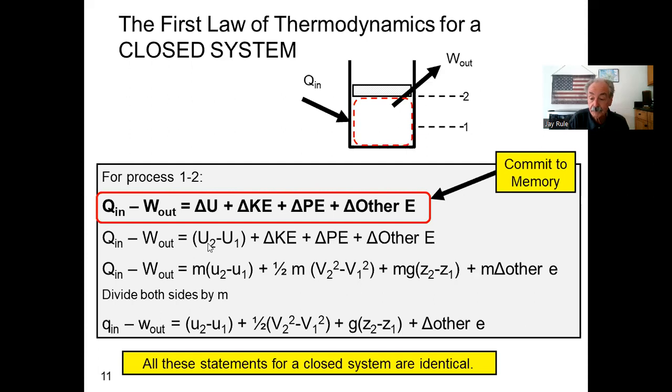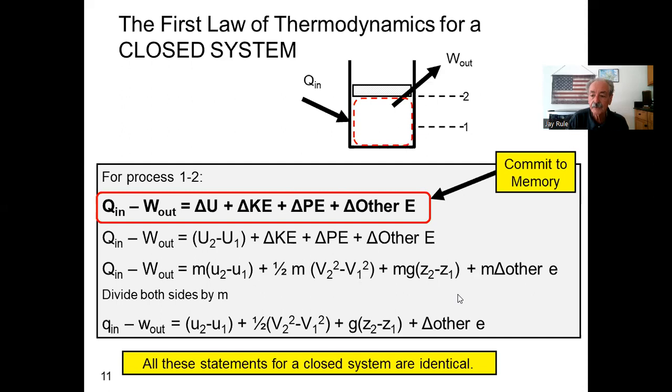Delta U is capital U2 minus capital U1, the change in internal energy. Next step, okay, Q in minus W out is the mass times little U2 minus little U1. That's specific internal energy. That's the mass of the closed system. Kinetic energy change. In your mind, can you go from delta KE to this expression, 1/2 mass of the closed system times V2 squared minus V1 squared, okay, plus change in potential energy. But this, you got to know how to get this right out of the top of your head.